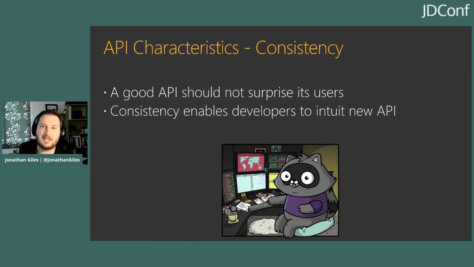And so consistency is really, really critical. We don't want to surprise our users. And we're going to talk about a whole bunch of different ways that we can have consistency in our API. And the reason why we want consistency is because developers aren't consuming all of our APIs at once. They're going to consume a little bit to start with, and then more and more as their needs arise.